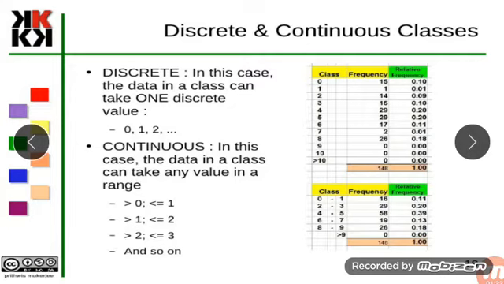Whereas in continuous frequency distribution, the data in a class can take any value in a range. For instance, we have the class here 0 till 1. So any value greater than 0 and less than 1 will be recorded in the first class. Such type of frequency distribution is used for data related to height, weights or marks, as this type of data can hold decimal values as well.